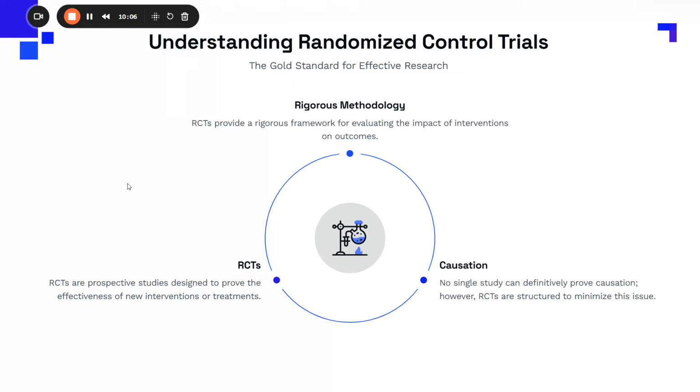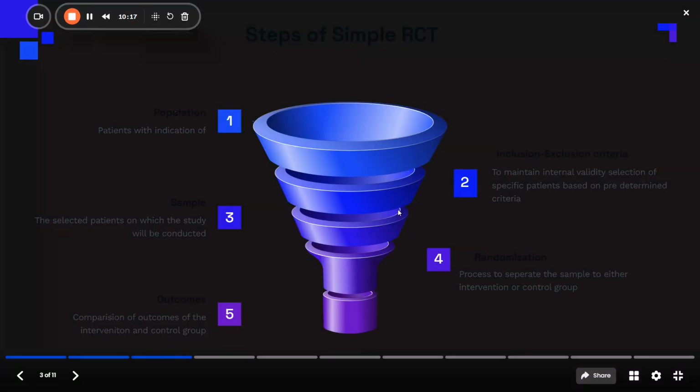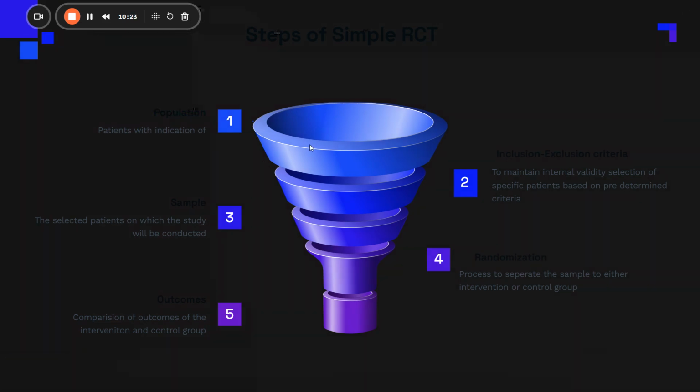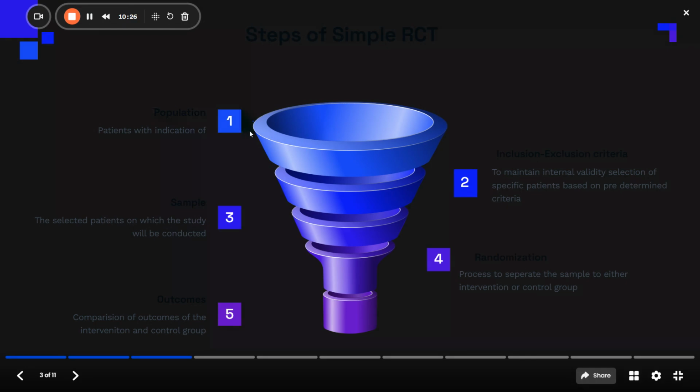But this RCT is one of the important steps in determining causation. These are the steps of an RCT. I guess it's not clearly visible, but the steps are similar to what I explained in the PowerPoint presentation. Initially, there is a huge chunk of population.